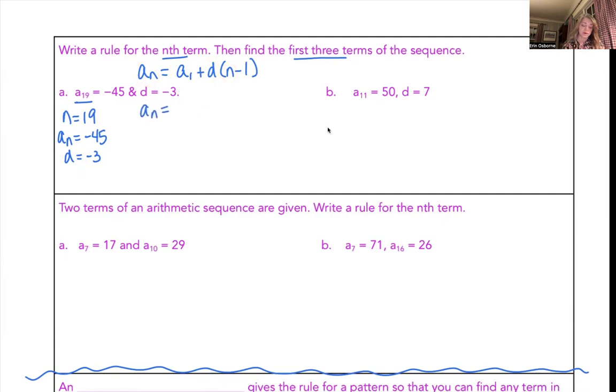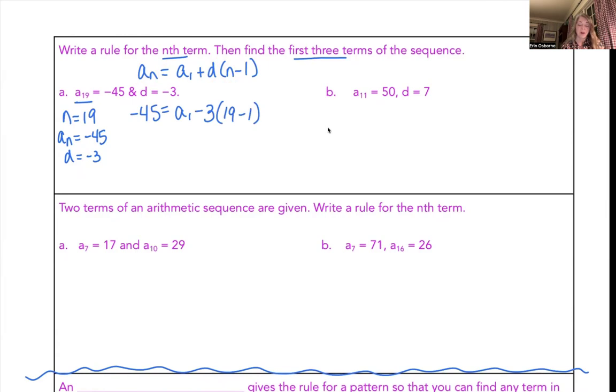So now I'm going to erase a sub n and change it to a negative 45. That's the value. I don't know a sub 1. Oh, I can change it to minus 3 instead of plus a negative 3. So minus 3 for d. And then n right now is the 19th term.